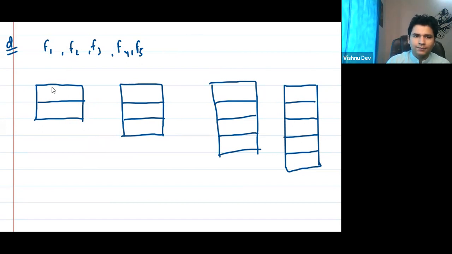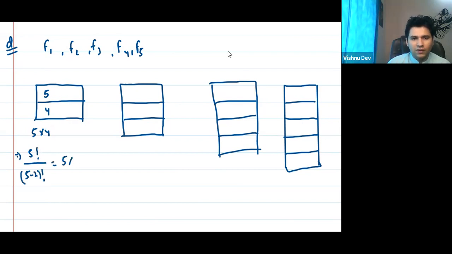Now tell me this. Let us think about this. In this case, you have 5 flags and you are choosing only 2 flags, right? So for the first, how many options? 5 options. For the second, 4. So it becomes 5 into 4, which is 20. Basically it is 5 factorial by 5 minus 2 factorial, right? So this is also 5 into 4. Clear? Step by step.